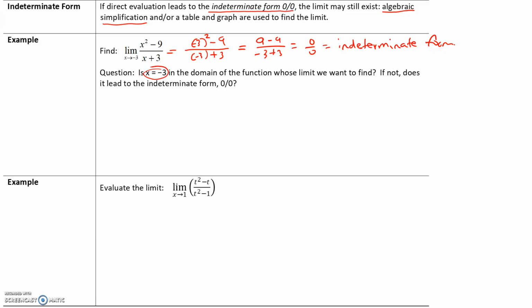Okay, now once we have an indeterminate form, we should try to simplify this expression. So let's take the limit as x approaches negative 3. The x squared minus 9, let's simplify this into x plus 3 times x minus 3.